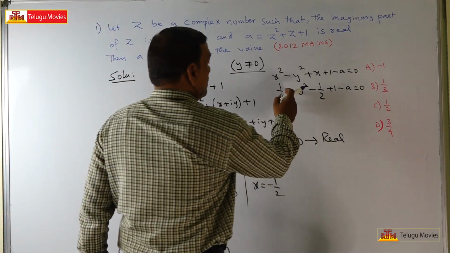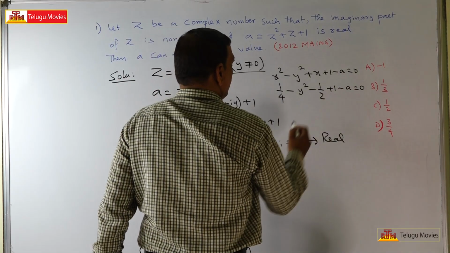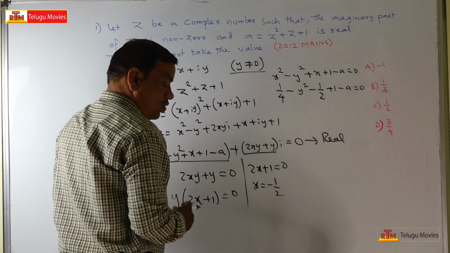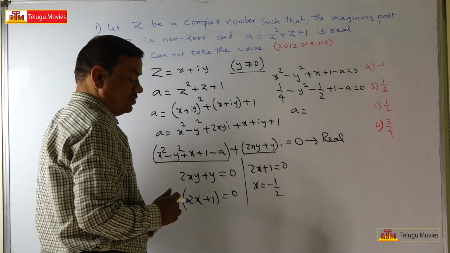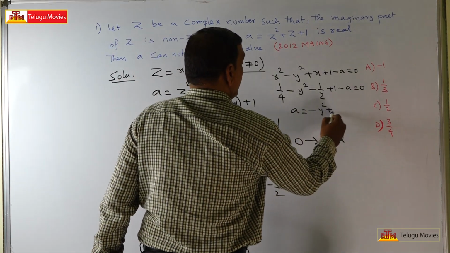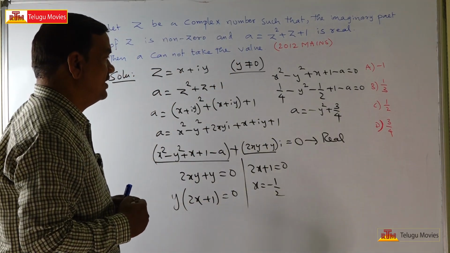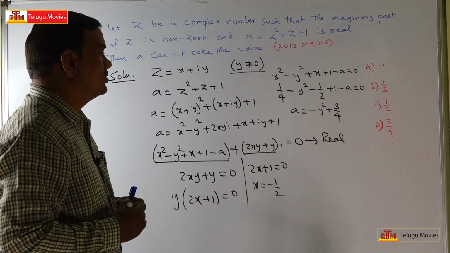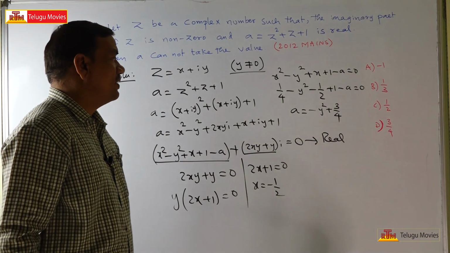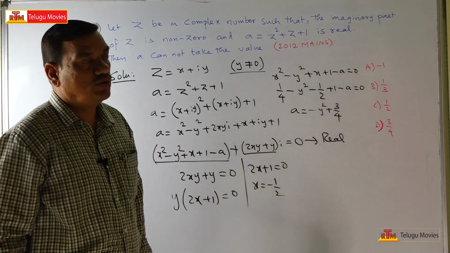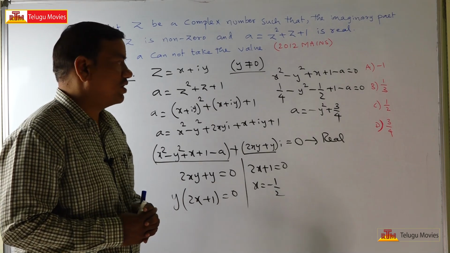If you observe, this is 1 by 4 minus 1 by 2 plus 1. So A value is equal to minus Y square plus 3 by 4. Here 1 by 4 minus 1 by 2 plus 1 is equal to plus 3 by 4. So on the whole, A value is minus Y square plus 3 by 4.